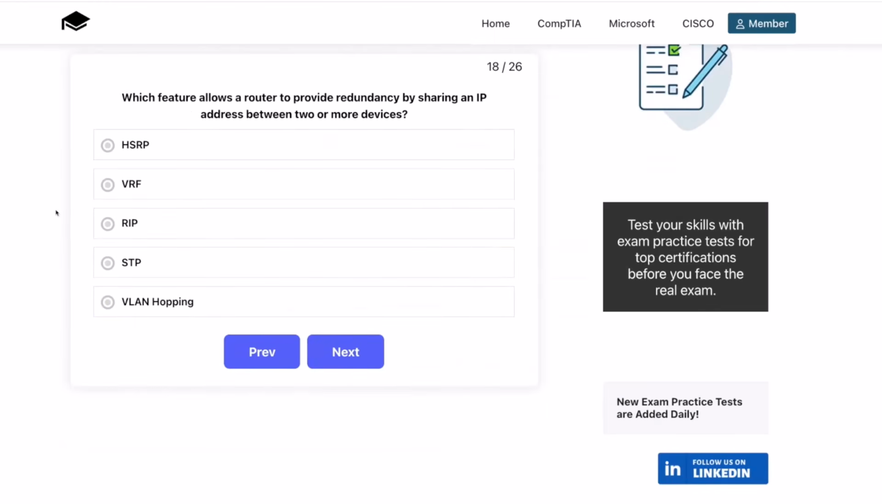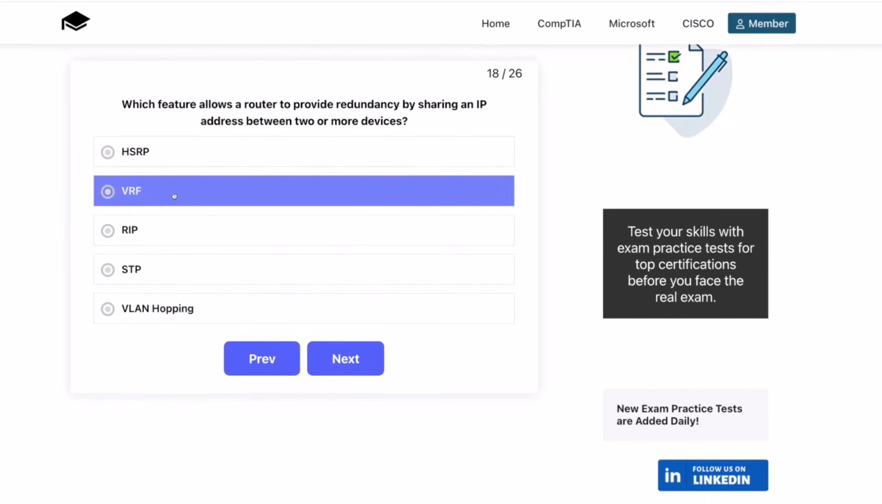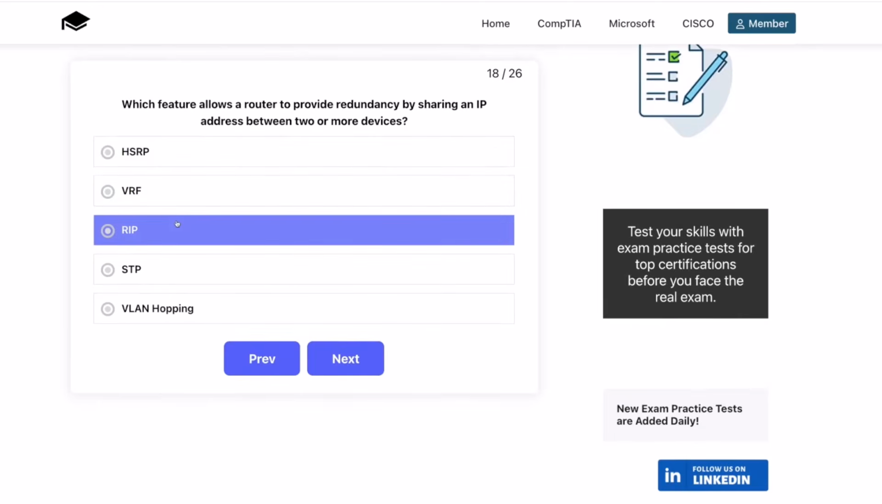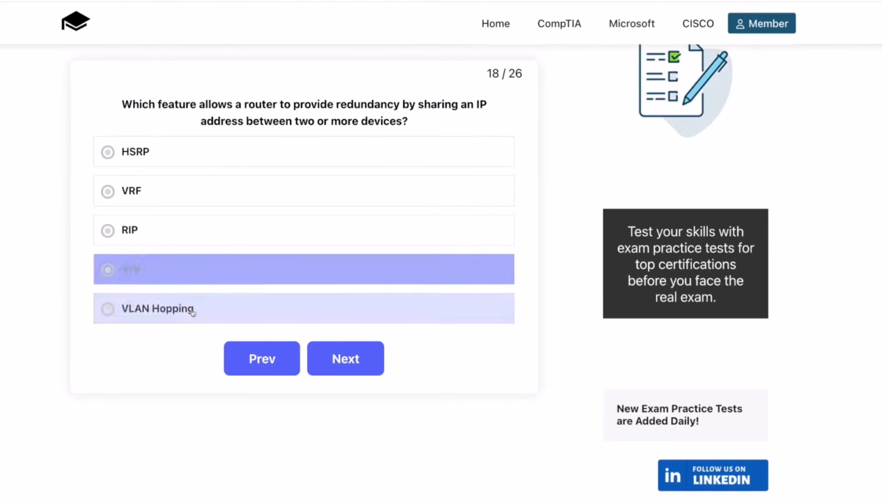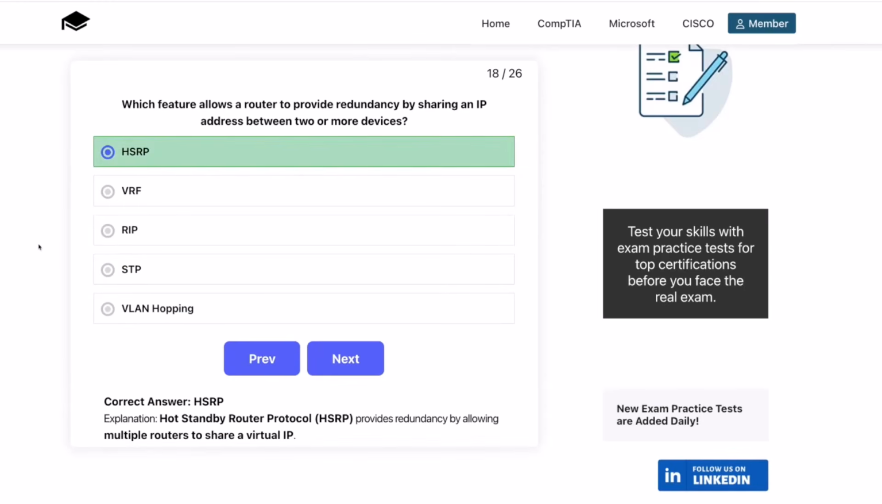Question 18. Which feature allows a router to provide redundancy by sharing an IP address between two or more devices? Is it HSRP, VRF, RIP, STP, or VLAN hopping? The correct answer is HSRP. Hot Standby Router Protocol, or HSRP, provides redundancy by allowing multiple routers to share a virtual IP.